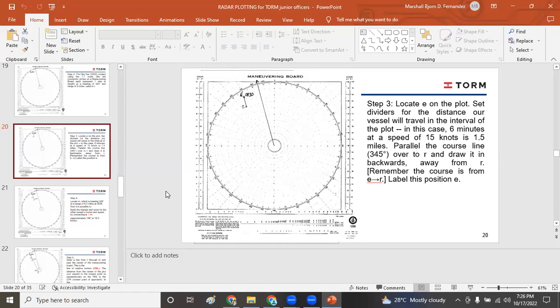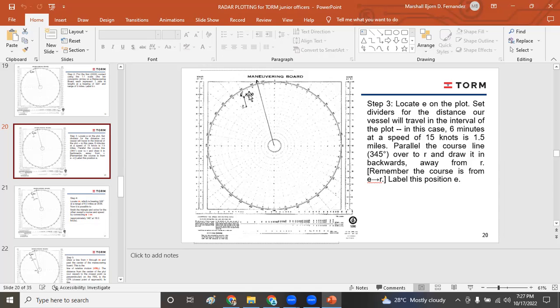All right. So it's 1.5 miles. Use your divider, gentlemen and ladies, and measure 1.5 miles from the distance scale that you have used, which is 1:1. Ibig sabihin, one concentric circle is 1 nautical mile. Measure 1.5 miles and then put the other leg on the R and the other leg on the line wherein you drew your own course and speed dito. Okay? With that, gumamit ka ng divider or compass mo, naguhitan mo, and that point will be your point E. Echo, it's point E. Okay?